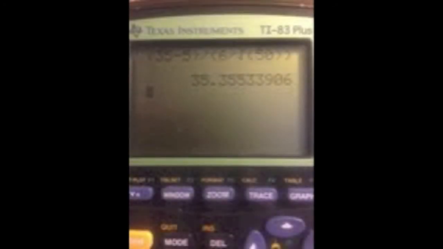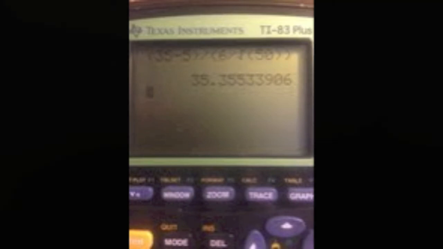Now we can go ahead and solve for z by plugging in 35 minus 5 divided by 6 divided by the square root of 50. Your answer should be 35.355.